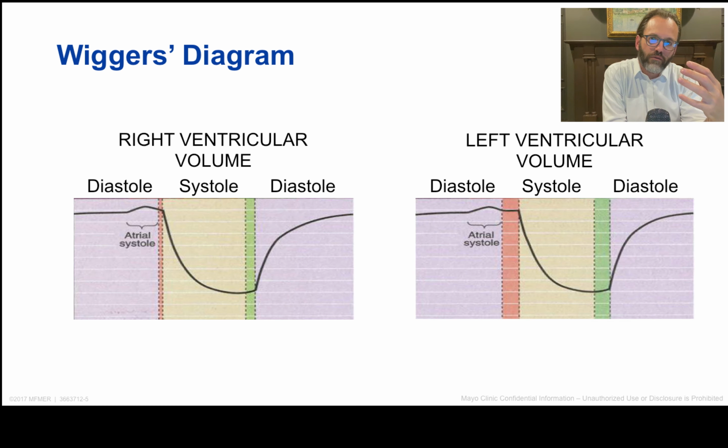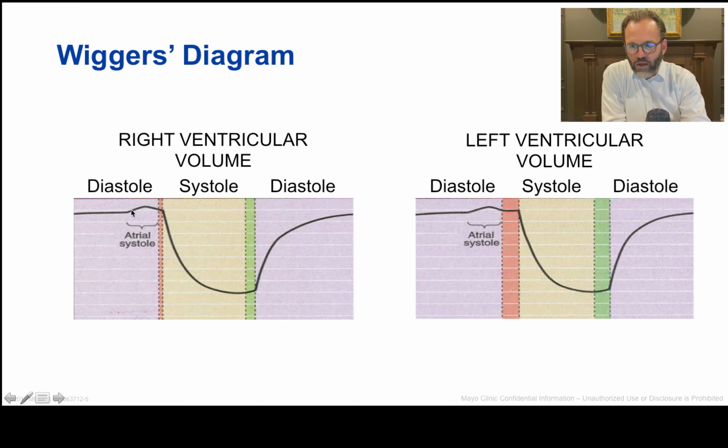So when we start to look at the volume changes that occur over the course of a cardiac cycle, you can see this is the initial part of the Wiggers diagram that we're going to start to commit to memory here. And so we've got both right ventricular volume depicted here and left ventricular volume. And you can see that we've got the late stage of diastole here, or ventricular filling.